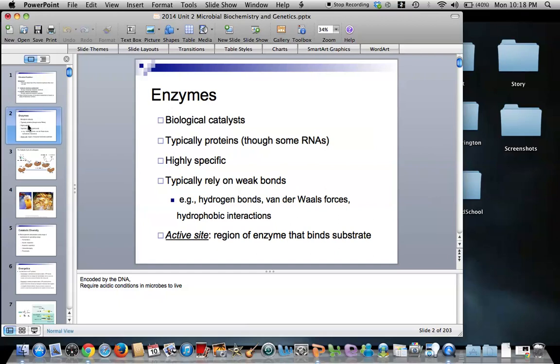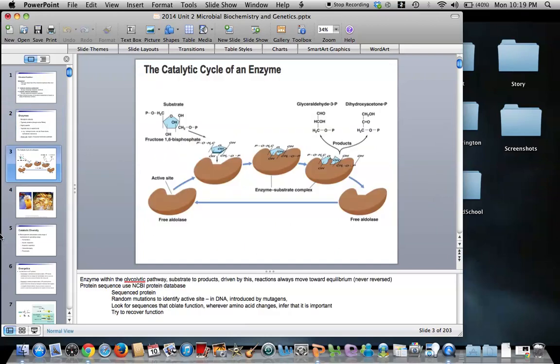Ribozymes are also a thing, but not important for this test, apparently. The only important thing here is that microbes have an acidic condition around them. That'll come up later when we talk about their version of energy generation, or their version of the electron transport chain. Catalytic site: a substrate binds to the active site, and then the function is performed. Reactions will always move towards equilibrium. That's just a basic chemistry thing.